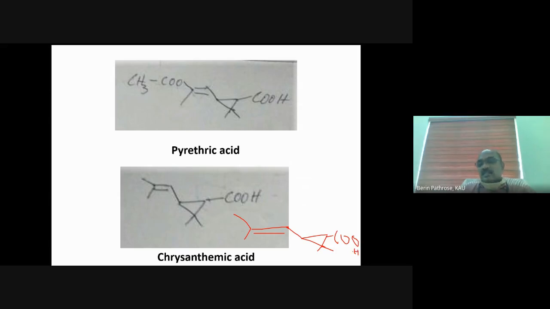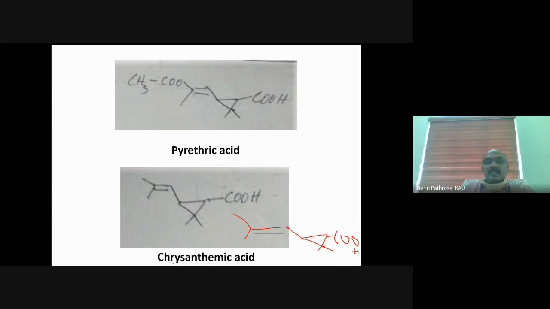See, this is the structure of chrysanthemic acid. Here, this free end we will have a CH3, this free end we will have a CH3, this free end we will have a CH3, and here we will have a CH3. So this is how chrysanthemic acid looks.